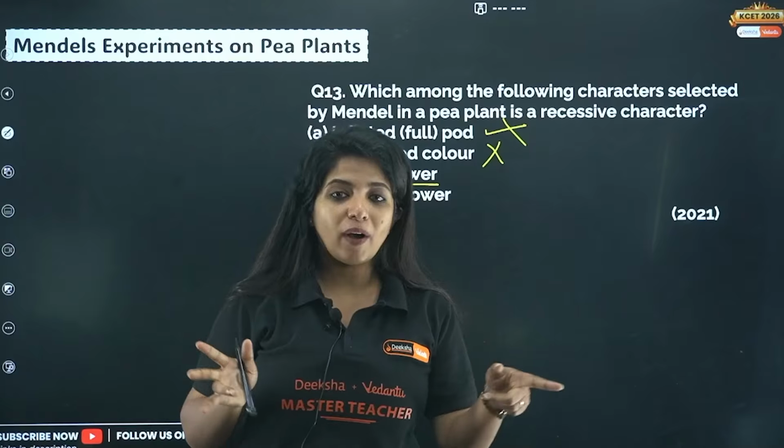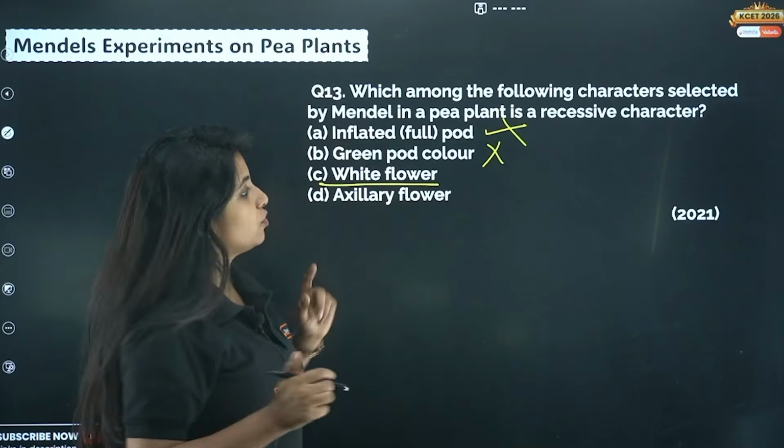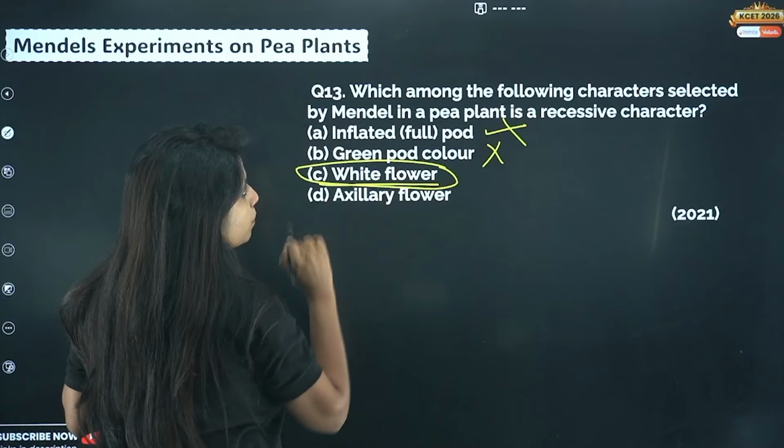Anyways, white flower. There are two types of flowers, violet and white. Violet is dominant, white is recessive. So here recessive is being asked, so this should be the answer.